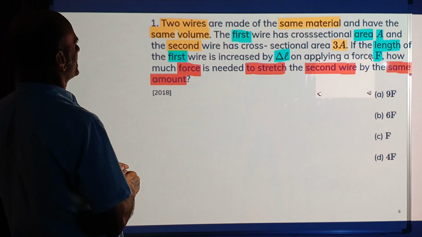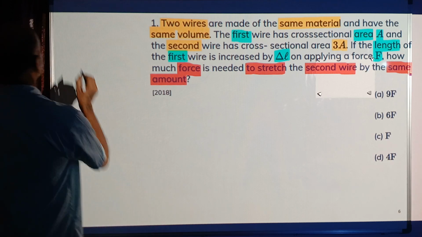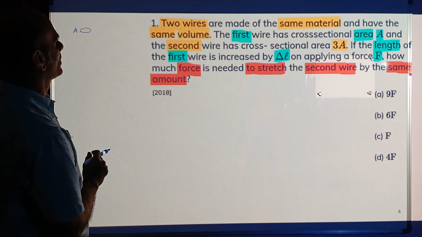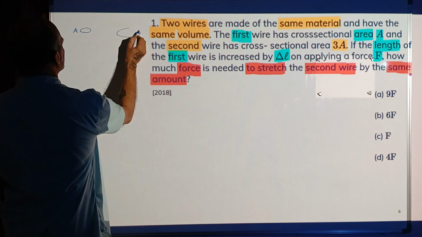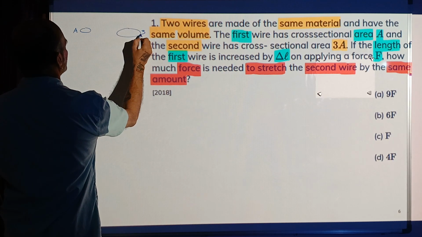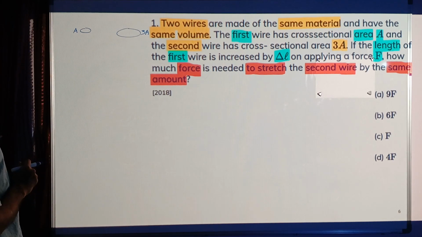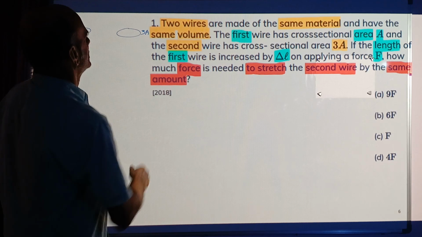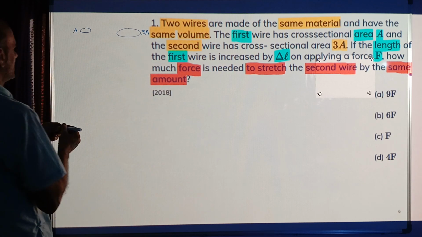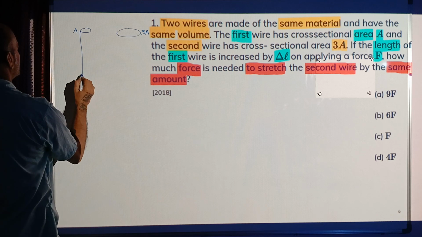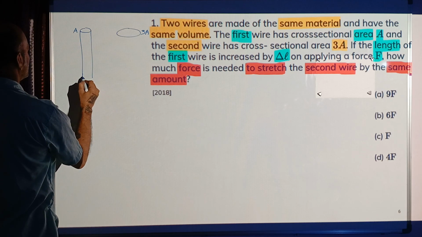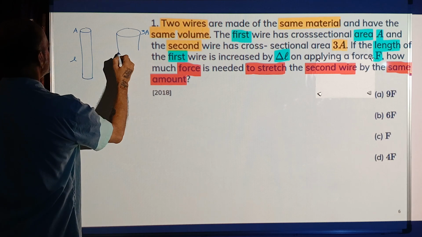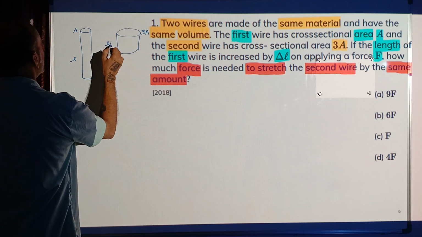So 2 wires, same material means Young's modulus is the same. The first wire has cross-section area A and the second wire, the thicker wire, has cross-section area thrice. The 2 wires have the same volume. So if the length of the first one is say L, then the length of the second one, for the volume to be the same, should be less, and it should be L by 3.